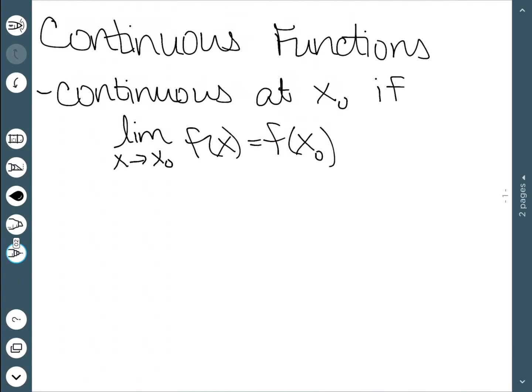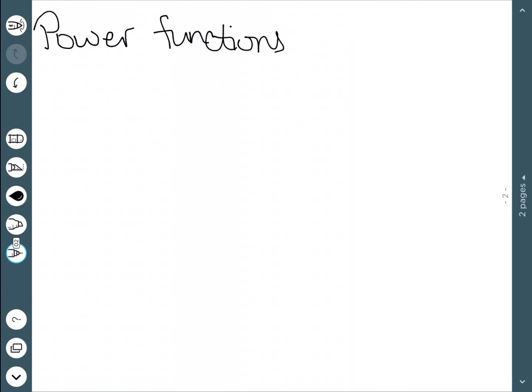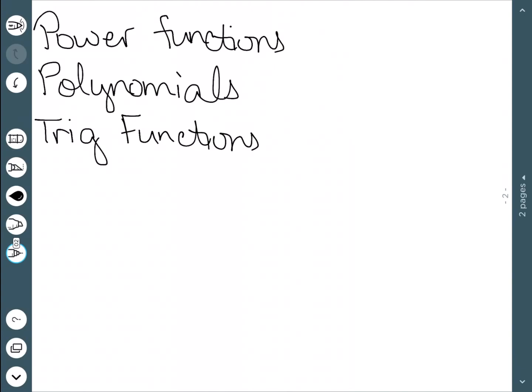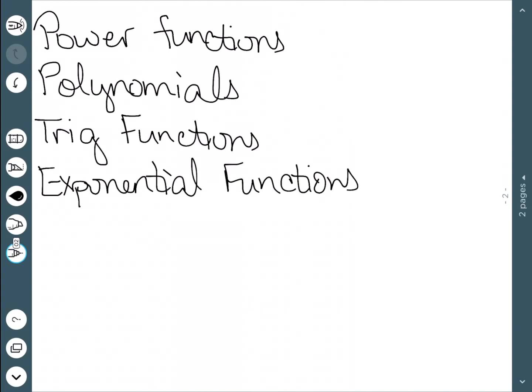So now that we have some idea of continuity, let's look at some continuous functions that we know. So first, power functions are continuous. So anytime we have x to a power, that is going to be a continuous function. Polynomials are also continuous functions. And trig functions are also continuous. There is some ambiguity there with things like tangent because it's not defined at pi over 2. But if we just restrict our interval to not include those endpoints, then it will be a continuous function. Exponential functions are also continuous, and so are logarithms. And there's a lot more functions that are continuous. These are just a few examples.